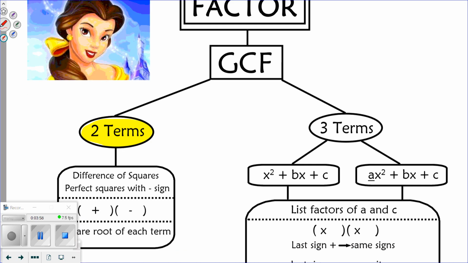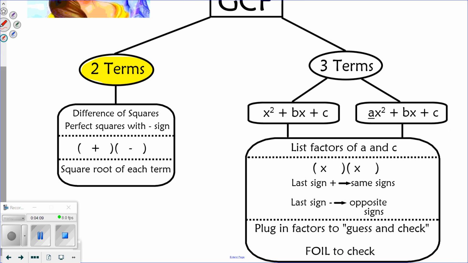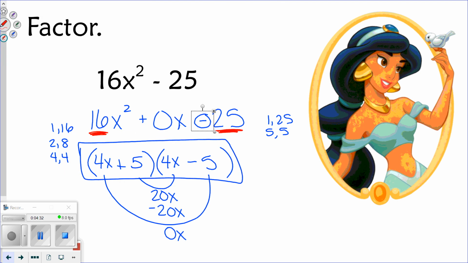So kind of our factoring flow chart, right? GCF is always first. This is what we've been working on. Now we have 2 terms. Technically, I could put the 0x in the middle. I could make it 3 terms. But what's happening is both numbers are perfect squares, and it has a minus sign, which is what you guys just told me. So we had 4 and 4, 5 and 5. The minus sign allowed it to be 1 plus, 1 minus. And technically, what were those numbers? They were the square roots of each of them, right? If we come back to this, the square root of 16 is 4. The square root of 25 is 5.